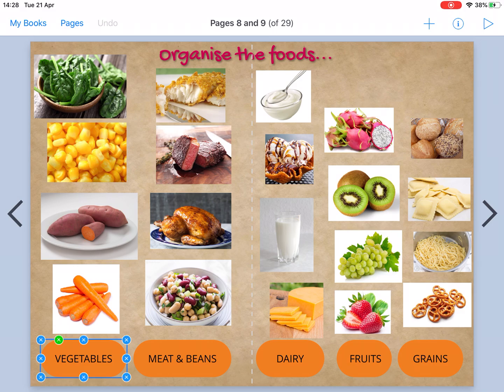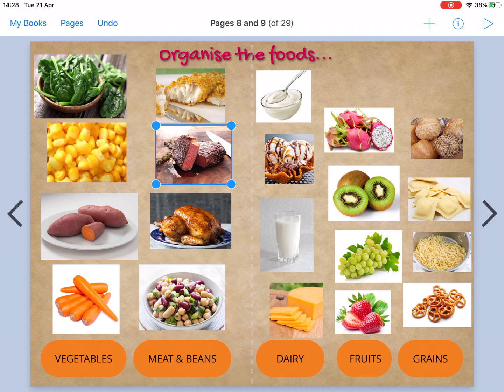So in vegetables, we've got carrots, sweet potato, mealies, and spinach. Meat and beans, we've got the bean salad, we've got the chicken, the rump or steak, and the fish. In dairy, we've got the cheese, the milk, the ice cream, and the yogurt. In fruits, we've got strawberries, grapes, kiwi fruit, and dragon fruit. It's quite an unusual fruit, but it's yummy. And then in grains, we've got pretzels, spaghetti, pasta, and rolls.